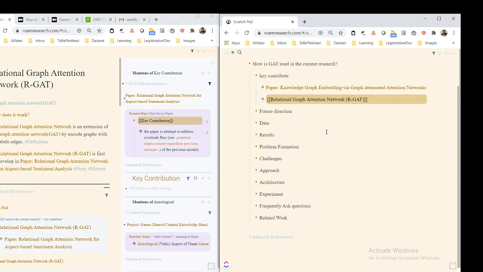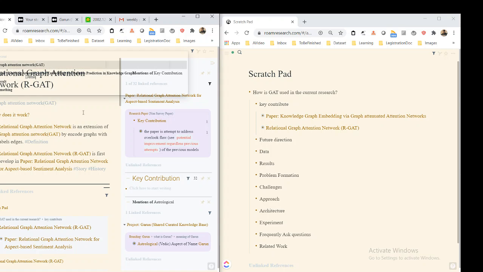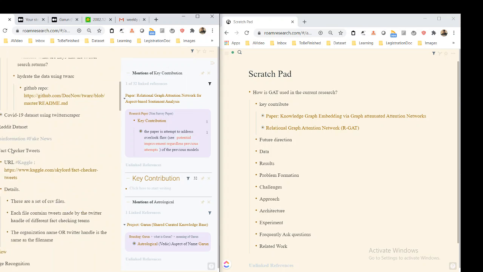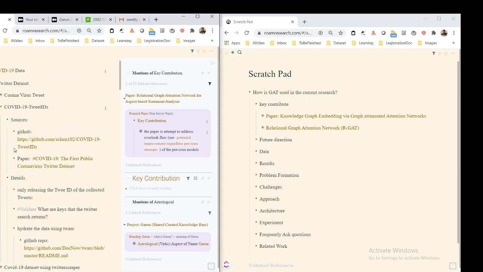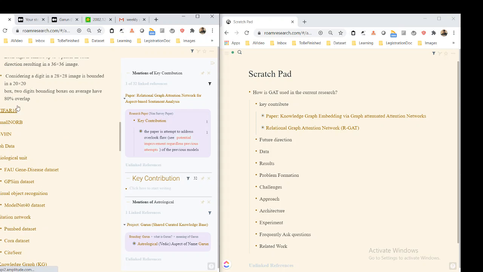So then I could use it for certain future directions. Or say I want to explore datasets that are used specifically for all the experiments involving GAT. I would simply go to the dataset first to see, okay, what are the datasets that I want to look at further.